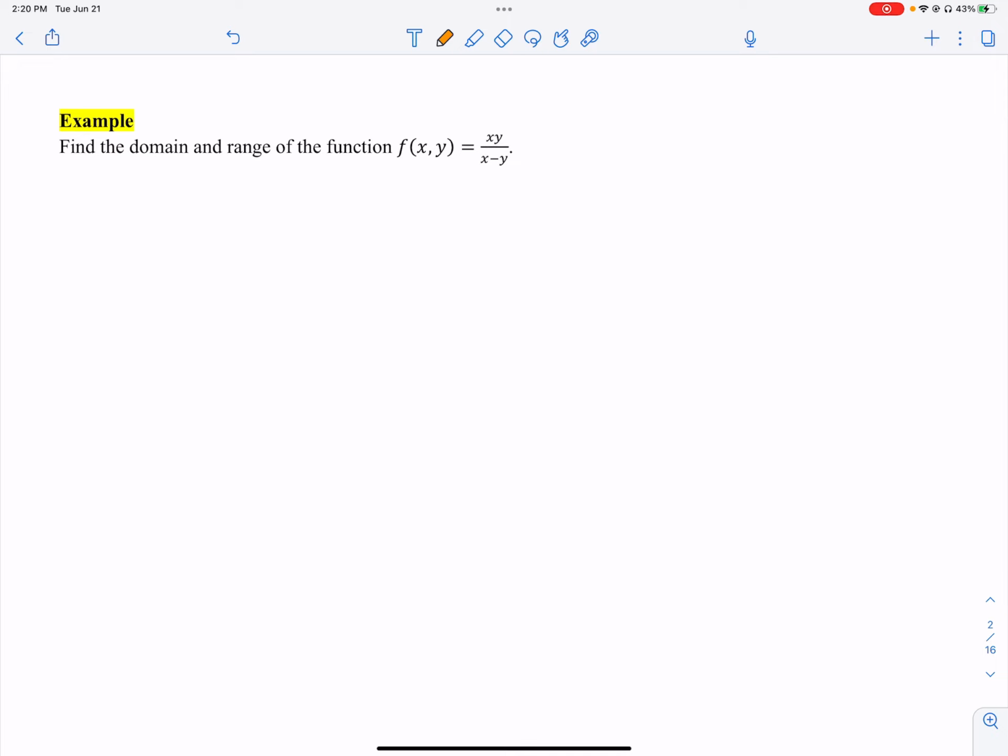We are going to find the domain and range. The good thing is you look for the exact same things that you did in pre-calc. You do the same things you did in calc. You're looking for trouble spots. Well, x times y, that's no problem. I can take any two numbers, even if it's 0, and multiply.